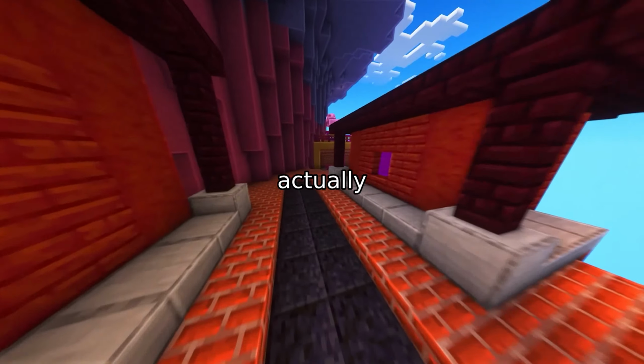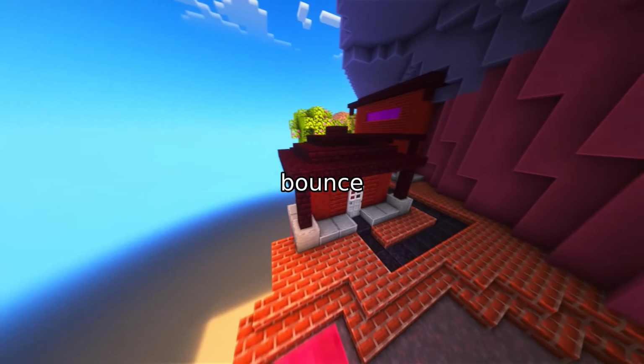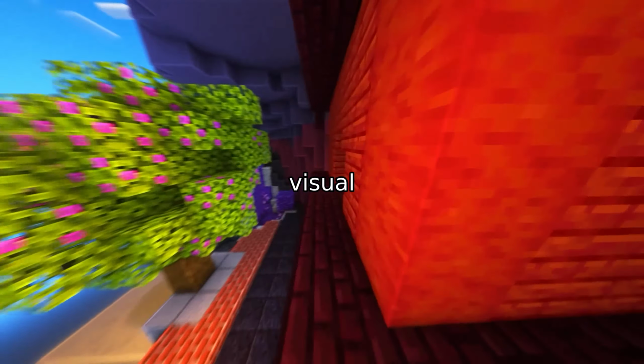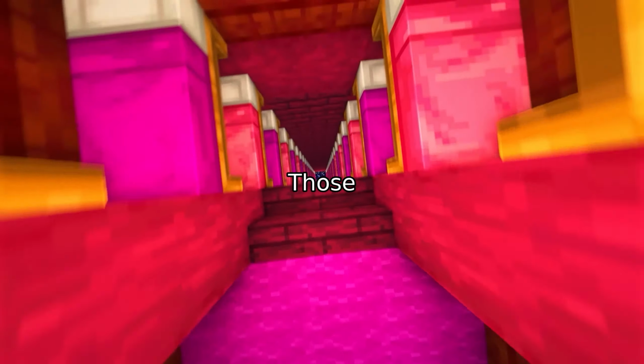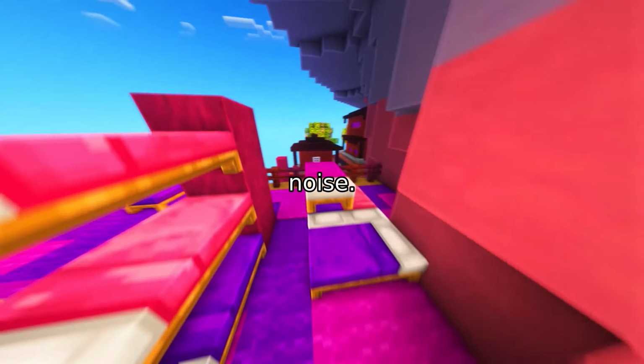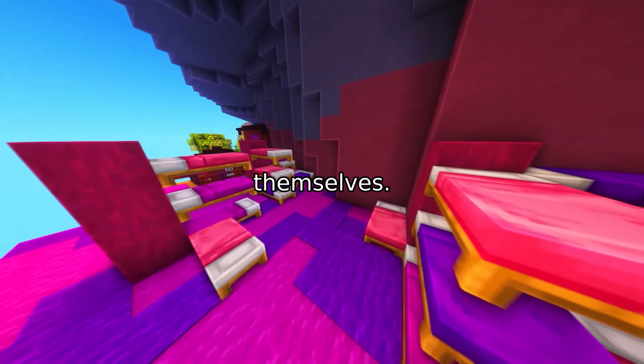So how do ultrasounds actually create images? They send high-frequency sound waves into the body, which bounce off tissues and return as echoes. The machine translates these echoes into visual data. But here's the catch. Those sound waves interact with microscopic structures, creating a unique fingerprint of noise. Unlike TV static, this speckle isn't random. It's a signature of the tissues themselves.